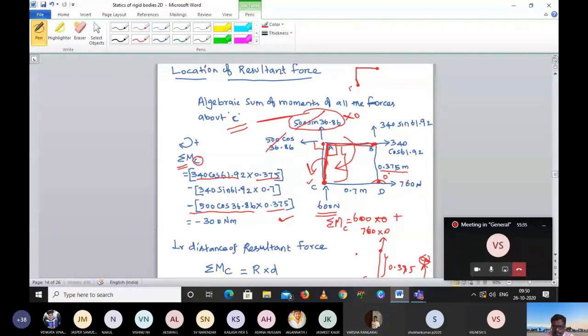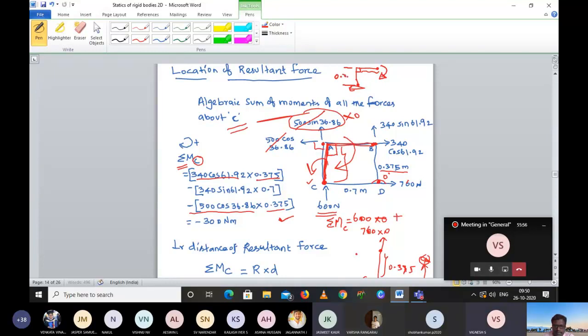I am not going to take this horizontal distance. Try to understand. This horizontal distance is not playing a vital role. This perpendicular distance is playing a vital role in moment. Please take a note of it. Is it clear? Yes, sir.